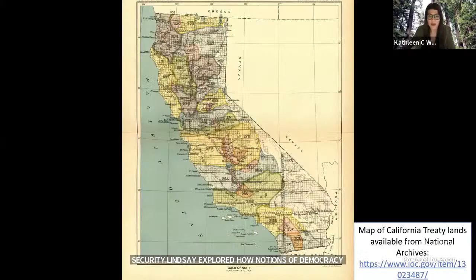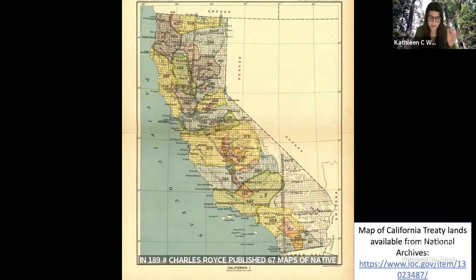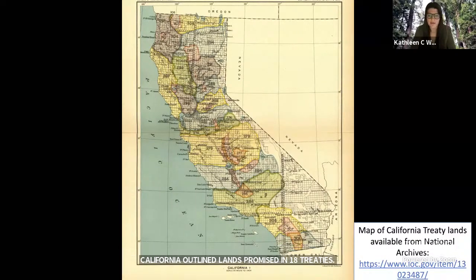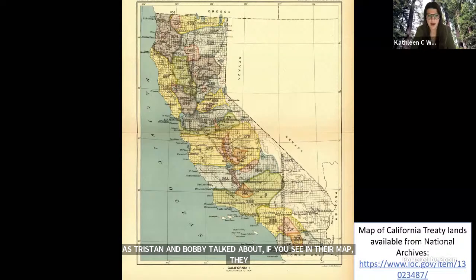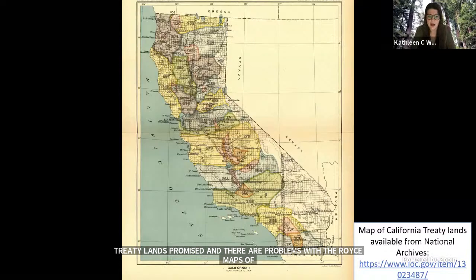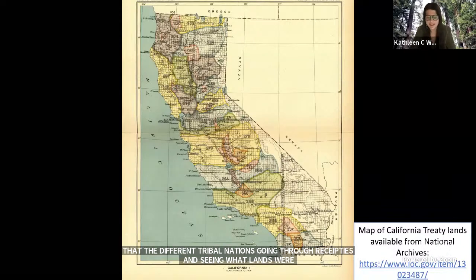The federal government was also well aware of these treaties in California. In 1899, Charles Royce published 67 maps of Native American land cessions with 2 maps for California. The first map of California outlined the lands promised under the 18 treaties. As Tristan and Bobby talked about, if you see in their map, they're using the Royce map to talk about the treaty lands promised. And there are problems with the Royce maps. Of course, he did not visit California. And I think with different tribal nations going through treaties and seeing what lands were promised or not could yield maybe some differences in the maps.